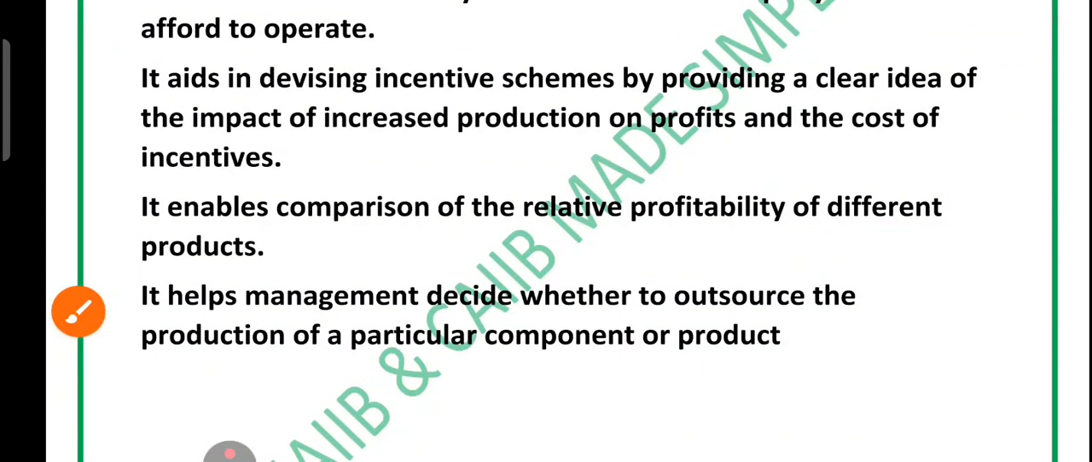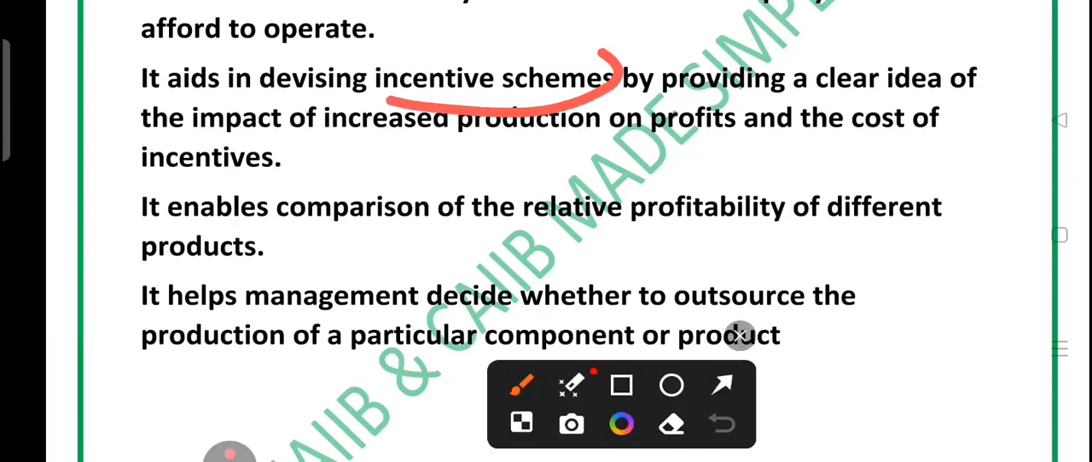It also helps in designing the incentive scheme. For example, if workers or the sales team are given bonuses on extra production or extra sales, management can clearly see how much extra production will actually increase the profit and how much can be shared as incentive.